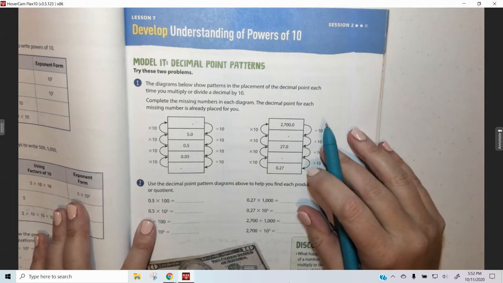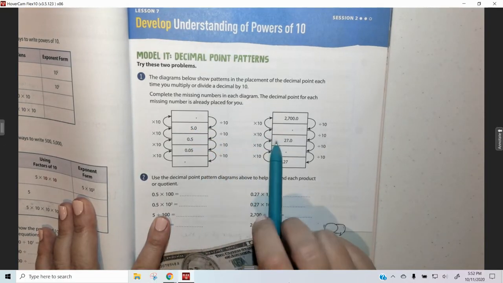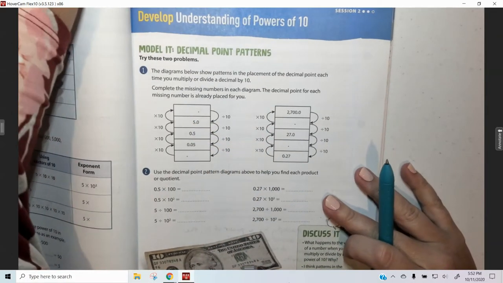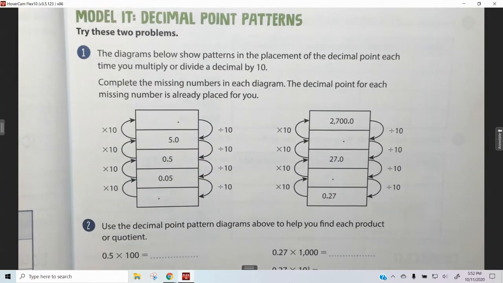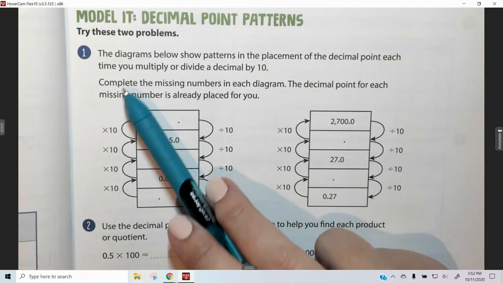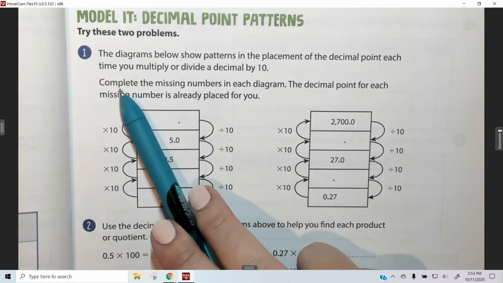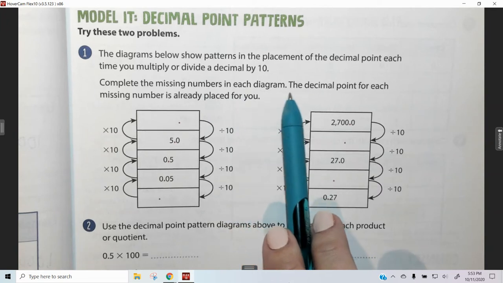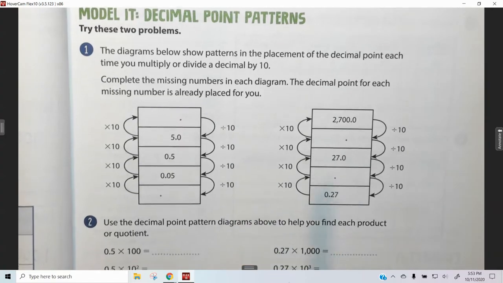Okay, so today we're going to start out by looking at these two diagrams, and we're going to really be paying attention to the decimal points and how the decimal point shifts as we multiply and divide by a power of 10. The diagrams below show patterns in the placement of the decimal point each time you multiply or divide a decimal by 10. Complete the missing numbers in each diagram. The decimal point for each missing number is already placed for you.